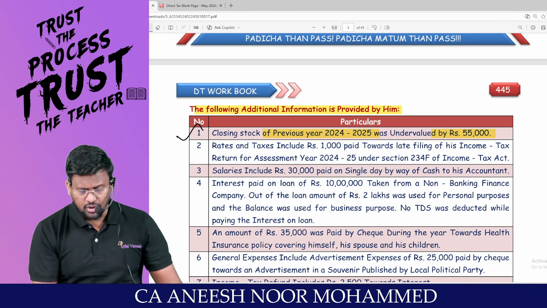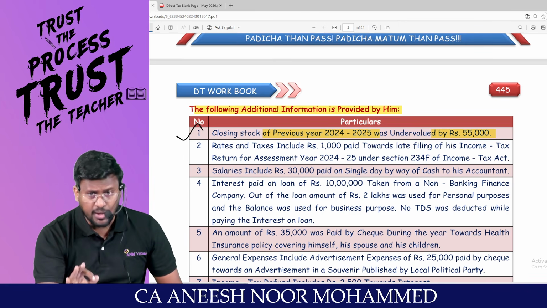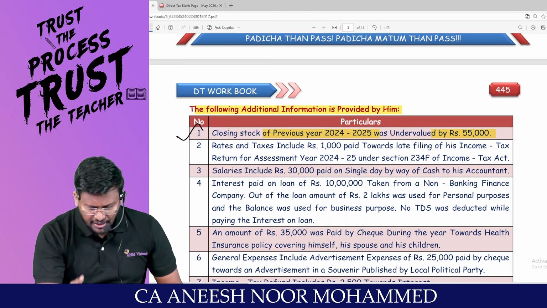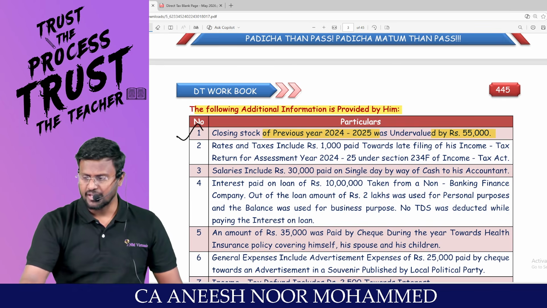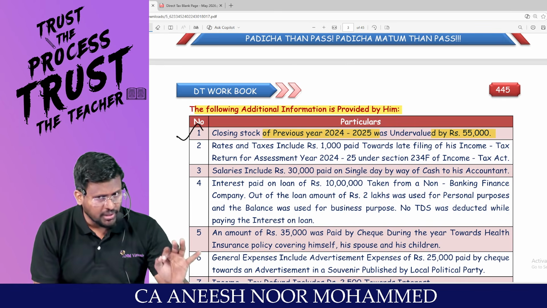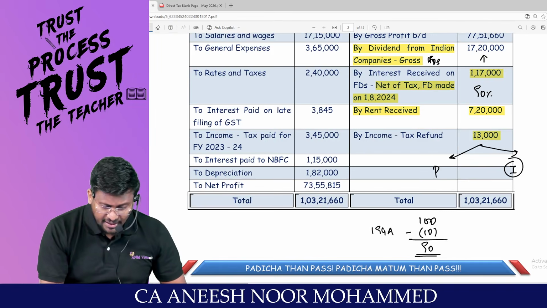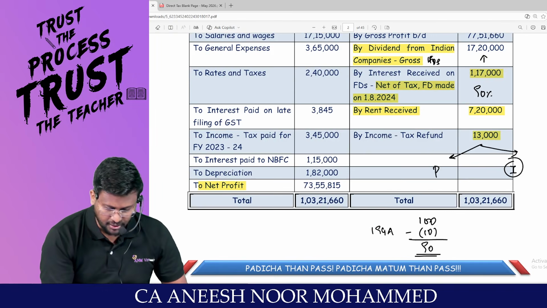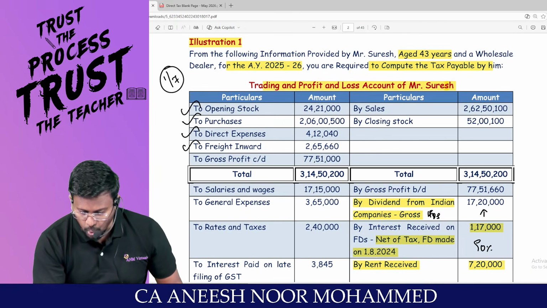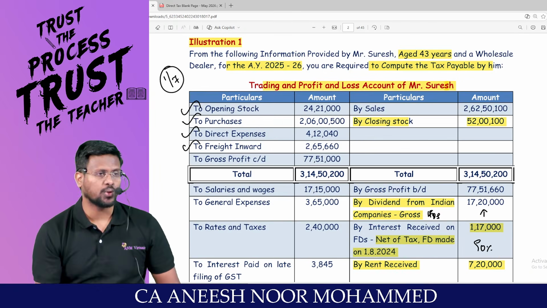If closing stock has been correctly valued, the gross profit would have increased. If gross profit increases, net profit would have increased, my dear lovable students. That means that 55,000 rupees should be directly added to the what profit? Net profit. That is what we are supposed to do. Because this closing stock is undervalued.